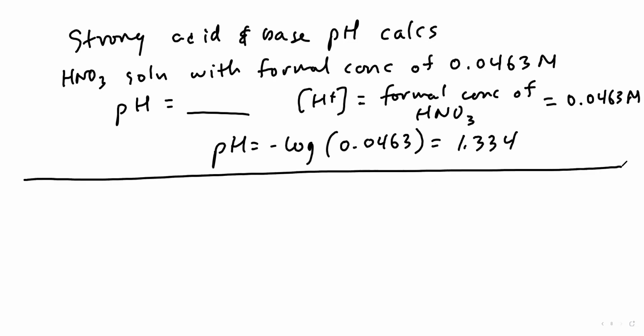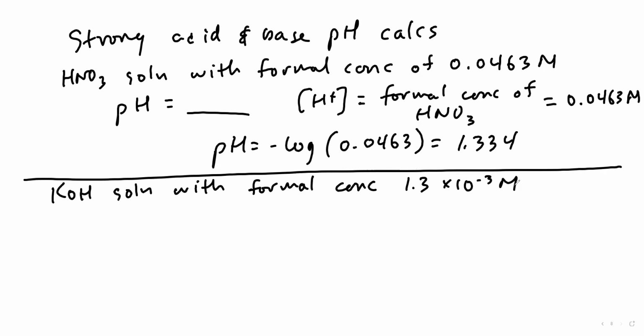Similarly, if we have a KOH solution with a formal concentration of 1.3 times 10 to the minus 3 molar, then what we really know is that in this solution, the hydroxide concentration is equal to that formal concentration of 1.3 times 10 to the minus 3 molar. We can then get our H plus concentration, and we can calculate pH, and I'll leave that to you. But the pH you should get when you calculate the value should end up being 11.11. And if that doesn't make sense, just do a quick pause, turn your hydroxide concentration into an H plus concentration using Kw, and then from the H plus concentration, calculate your pH.